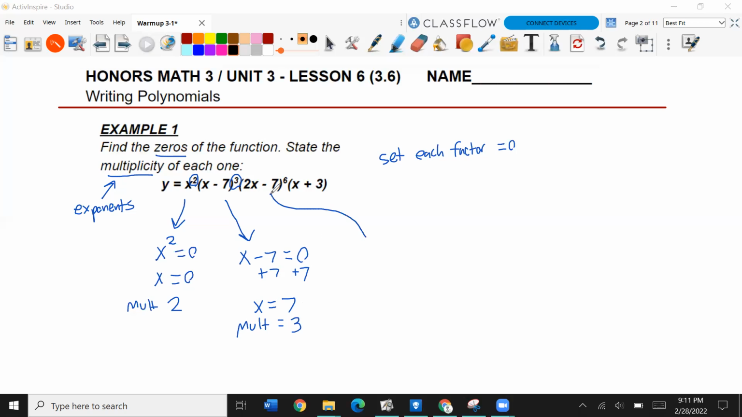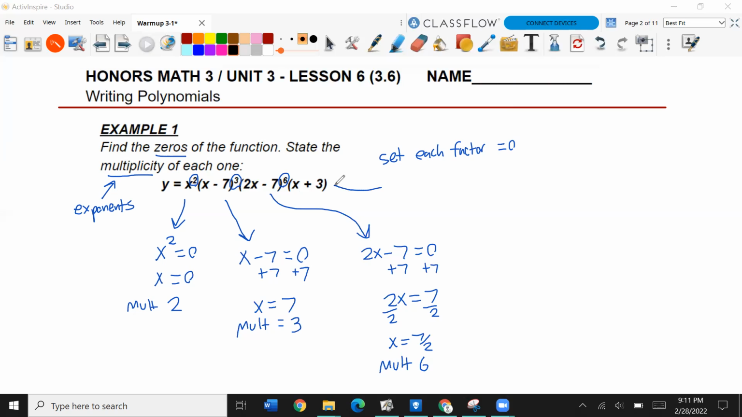The 2x minus 7, set that equal to 0 as well. Again, ignore the 6. Now this one, we're going to want to add the 7 to both sides. So that's going to give you 7 on the right side, set equal to 2x divided by 2. And you're going to get 7 over 2. And we can leave that as a fraction. You can say 3.5 if you want to. And that multiplicity is going to be 6 because of that exponent.